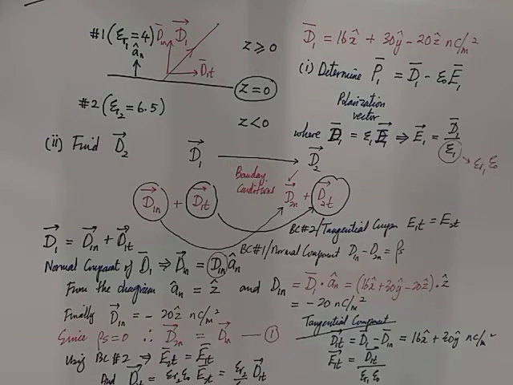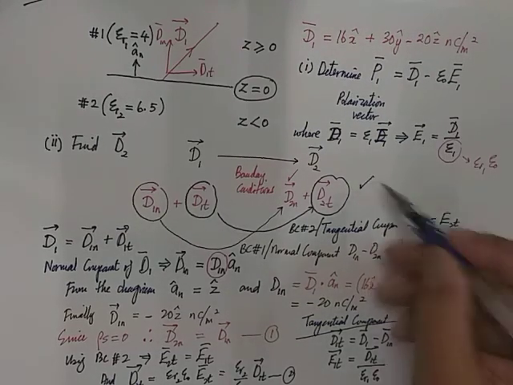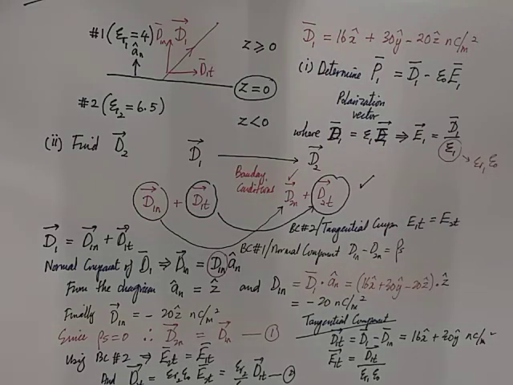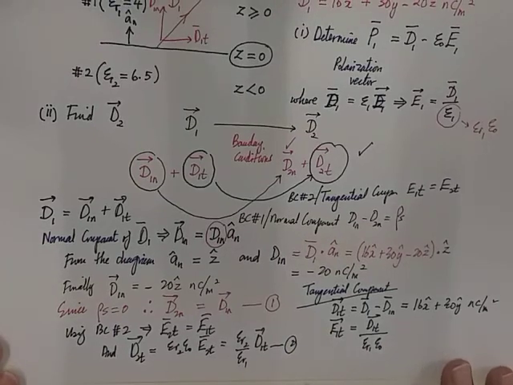So what should be the final solution here? The D1n from equation number 1 and D2t from equation number 2 you need to sum together in order to get the solution. Okay, so that's how you should continue. Sorry, I'm going to show you the method again.